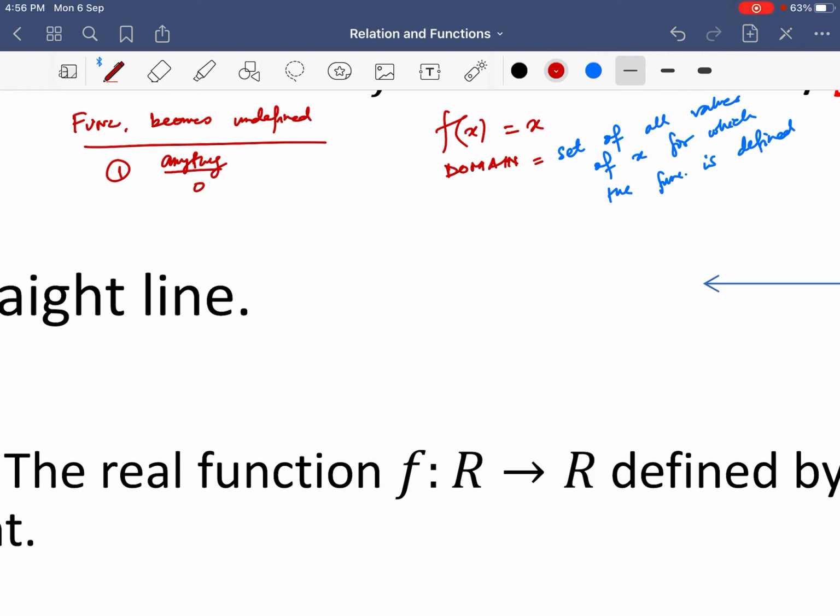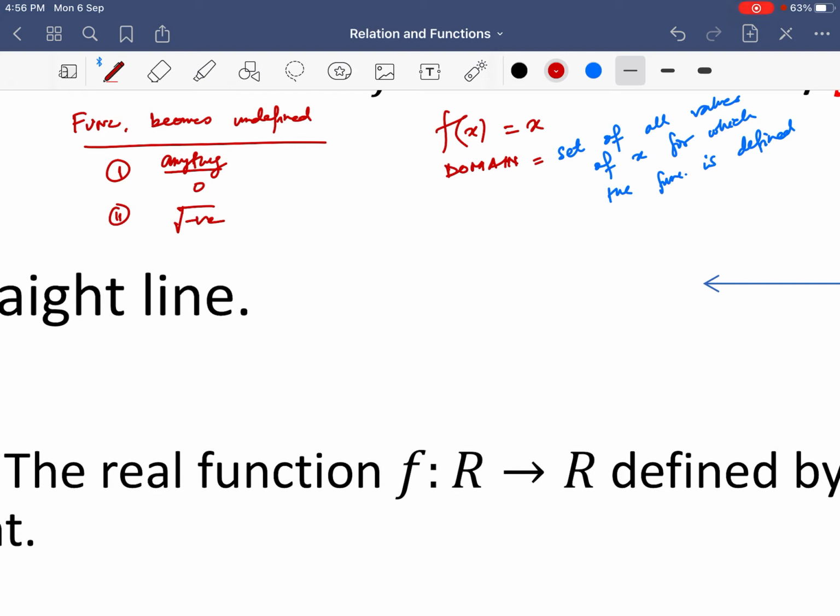Now the second one is the square root of a negative number. We know that inside the square root there cannot be a negative number, or else it will become undefined. So whenever we come across the square root of a negative number, you will say that it is undefined. For all those values of x for which you get the square root of a negative number, you reject those values of x. So these are the two conditions in which the function becomes undefined.